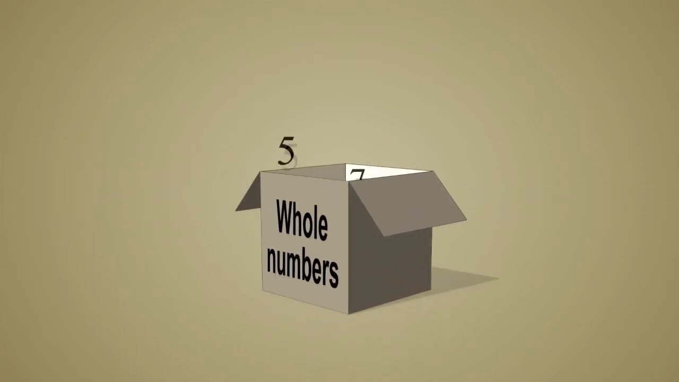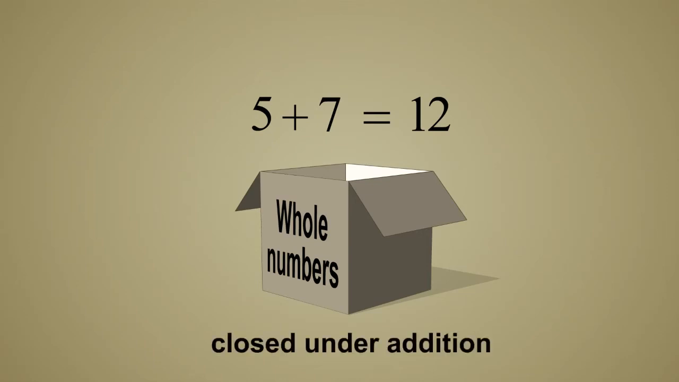When any 2 whole numbers are added, we always get another whole number. Therefore, we say the whole numbers are closed under the operation of addition. A group being closed under some operation means that the operation will always create a result which is also a member of that same group.